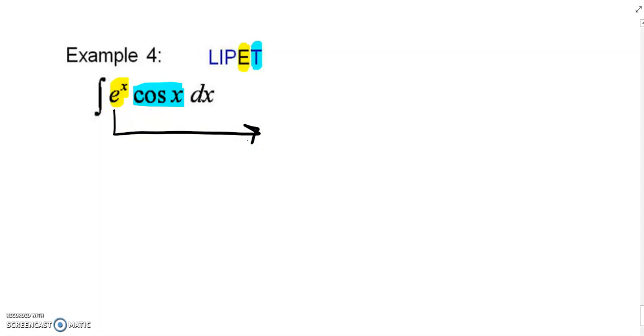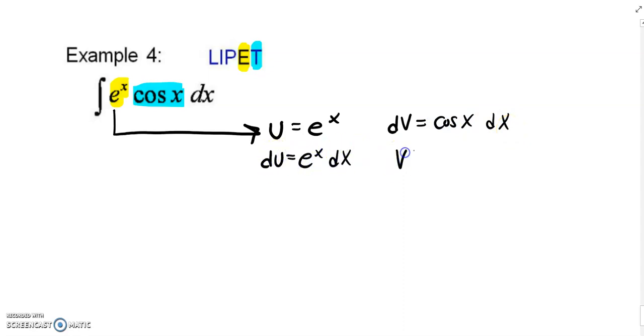And so exponential would be my best choice for u using the concept of LIPET. So we're going to say u is equal to e to the x, and then my dv will be equal to cosine of x dx. And just as we've done for all these examples, we'll take the derivative of u, we'll take the integral of v. Now be careful with this: whose derivative is cosine? The derivative of sine is cosine. So that's the reason why it would be sine of x.